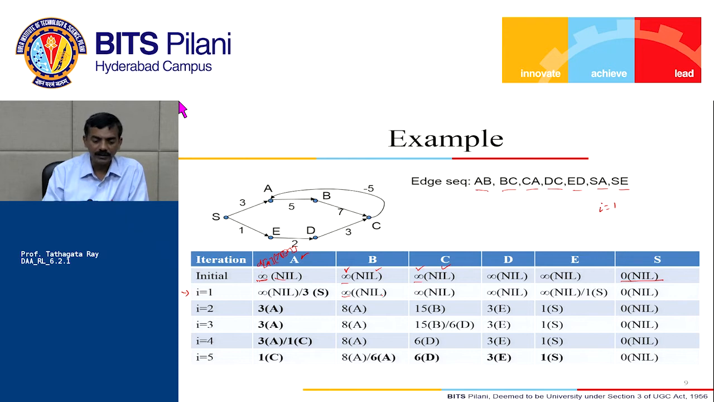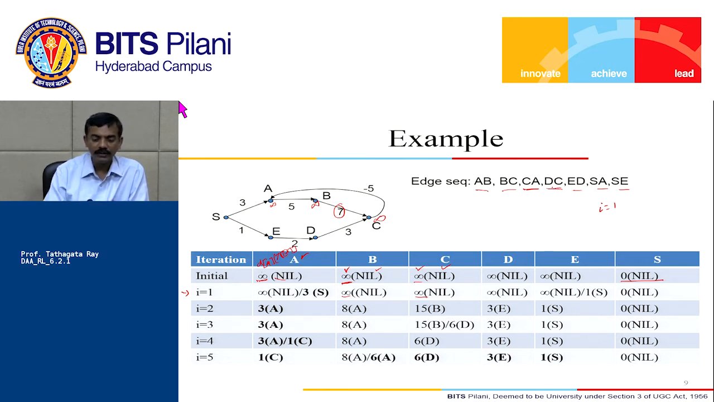Then BC. B is still infinity, because that's the dV value, plus 7, the weight is 7. So this is infinity plus 7. Is it better than infinity for C? Well, it is not. So there is nothing to be updated. Fine. For CA, again C is having infinity. Infinity minus 5 is not better than infinity. So A is not updated.